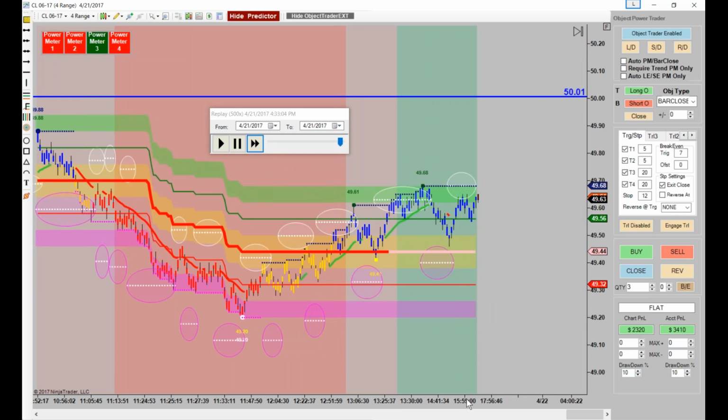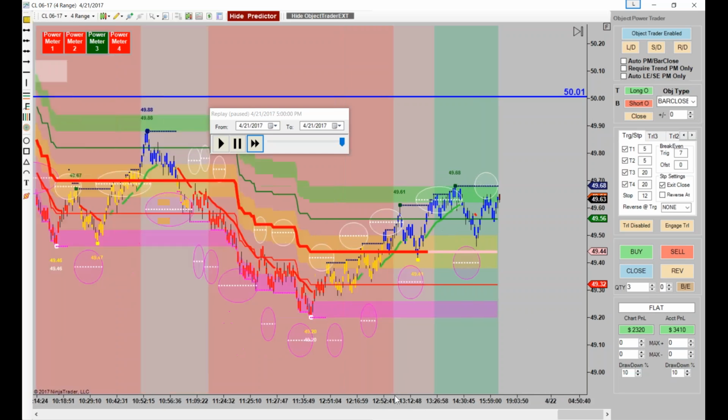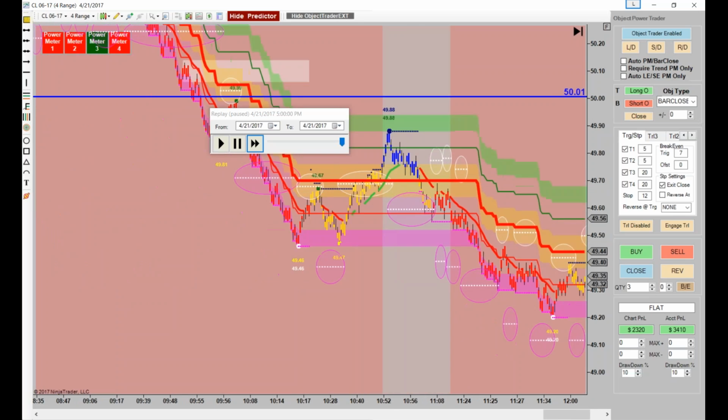That's the end of the day right there. So you probably wouldn't have gotten these trades here unless you turn off this feature right here. Required trend only would be turned on normally. If you turned off required trend, you could take that trade even. Okay, so I think you'll like that feature.